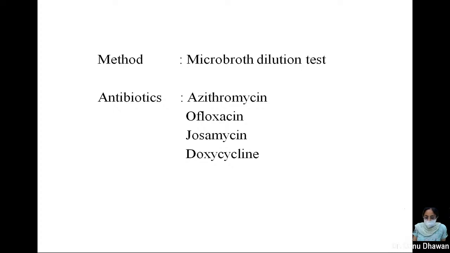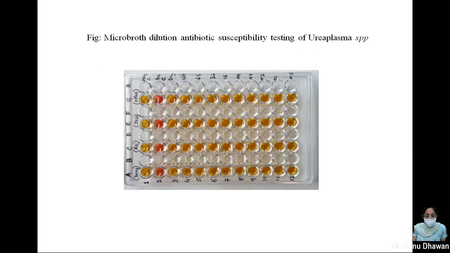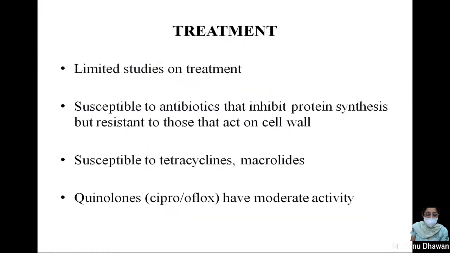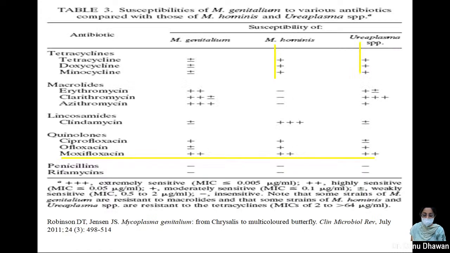Now, the method is the microbroth dilution method. Some of the antibiotics being used for testing are azithromycin, ofloxacin, josamycin, and doxycycline. Josamycin still is not available here. This is the microbroth dilution test which we do for detection of antibiotic susceptibility, because with colonies and difficult growths, we can't do the normal disk diffusion method which we employ for bacteria. Now, we have limited studies on treatment, and we know the antibiotics are mainly those which inhibit protein synthesis, so they're susceptible to tetracyclines and macrolides, and now, in fact, quinolones are emerging.